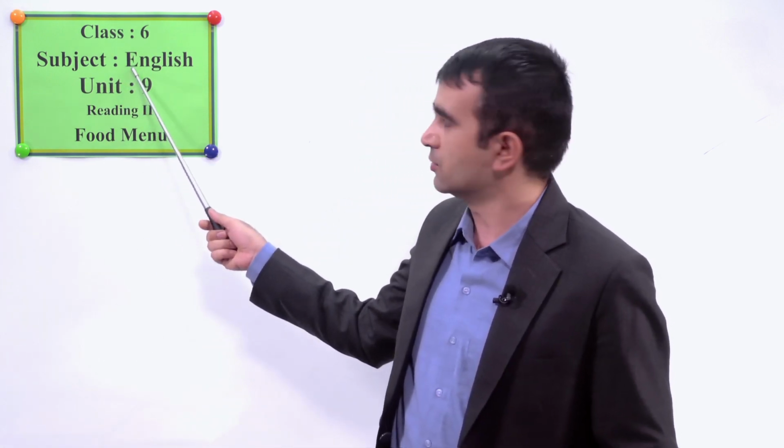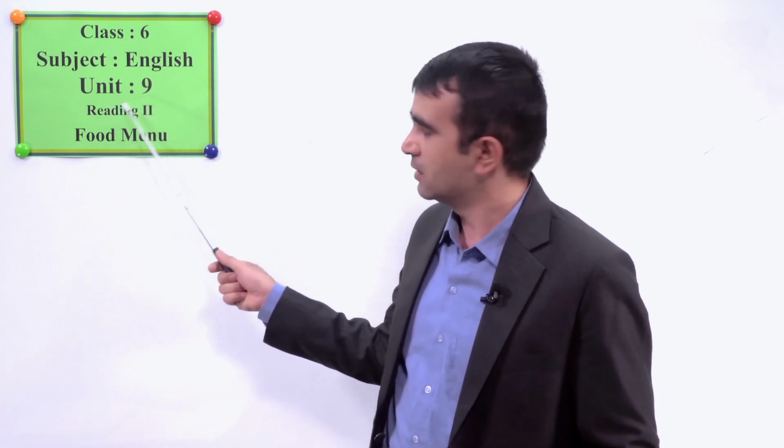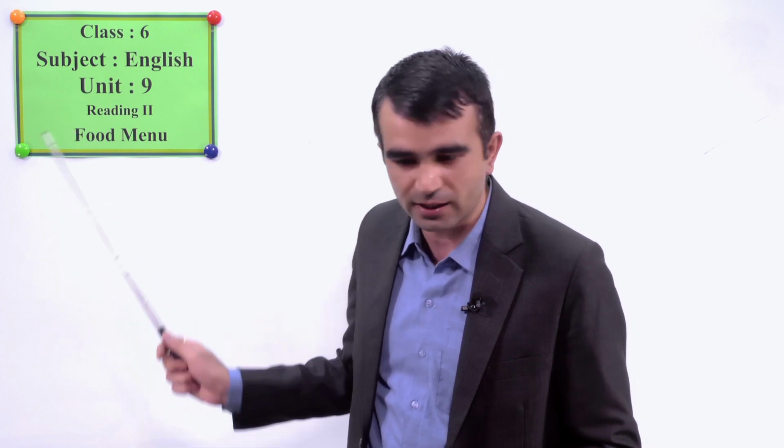So today, we will do class 6, subject English, unit 9, reading second, that is food menu. Before this, we did some other activities like grammar and writing. Did we? Yes, we did. You enjoyed, didn't you? Very good. We have learned to compare things in grammar.